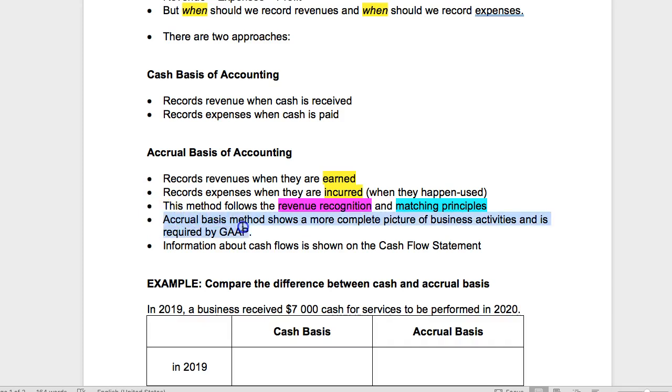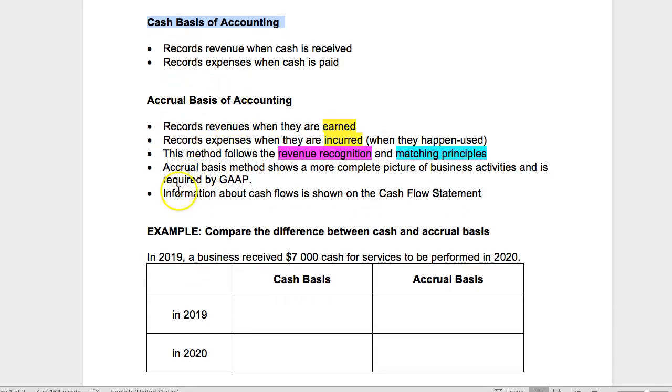So accrual accounting gives a more complete picture of business activities, and it's required by GAAP, which is generally accepted accounting principles. So this means all public companies are going to use the accrual basis method. So any company where you get the annual report off their website, they will be using accrual basis accounting. Who would use cash basis? Just a small business who isn't publishing financial statements for anyone. They would use the cash basis method.